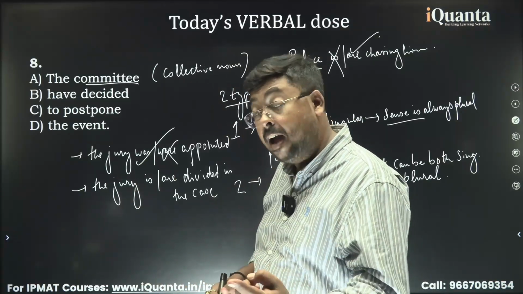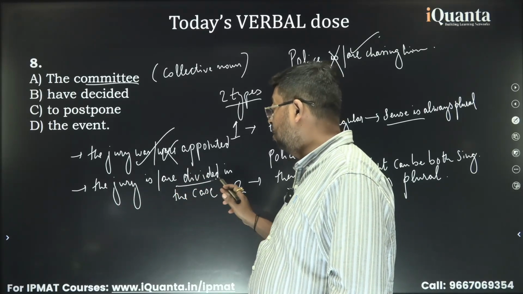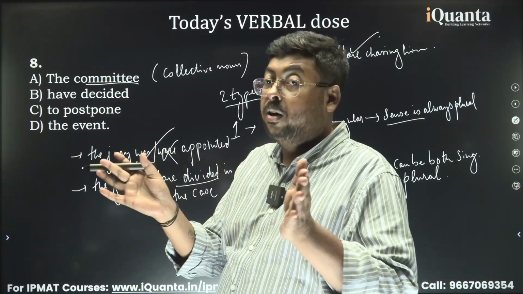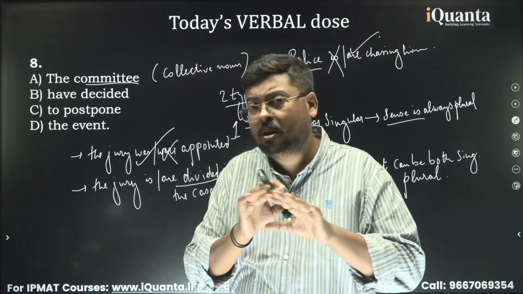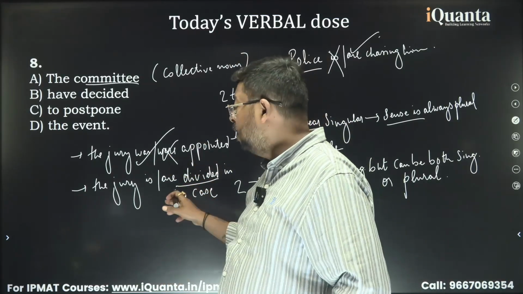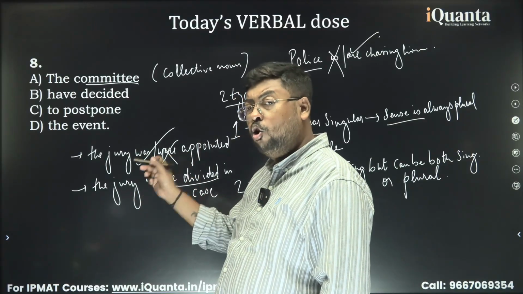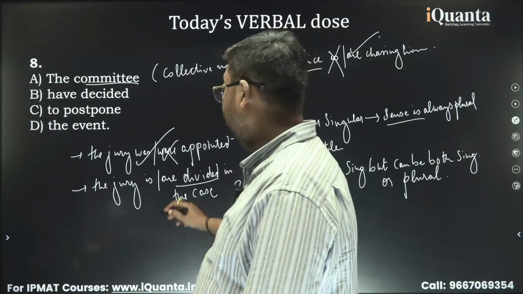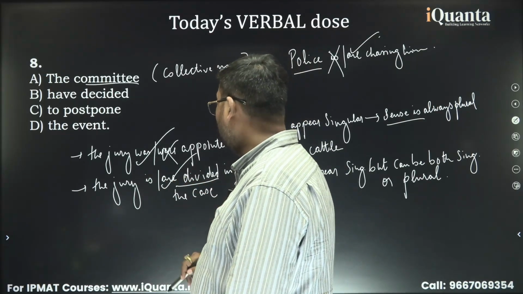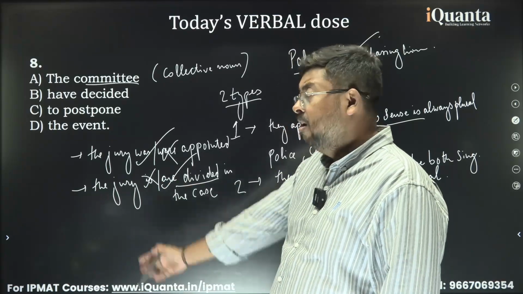Yes, they have. It says the jury are divided, which means the elements are not together. They are not together in terms of agreement, right? They are not agreeing with each other. So if they are not agreeing with each other, this collective noun which looks singular would be treated as plural. So therefore, the jury are divided in the case. Clear with this? Let's come back to this.